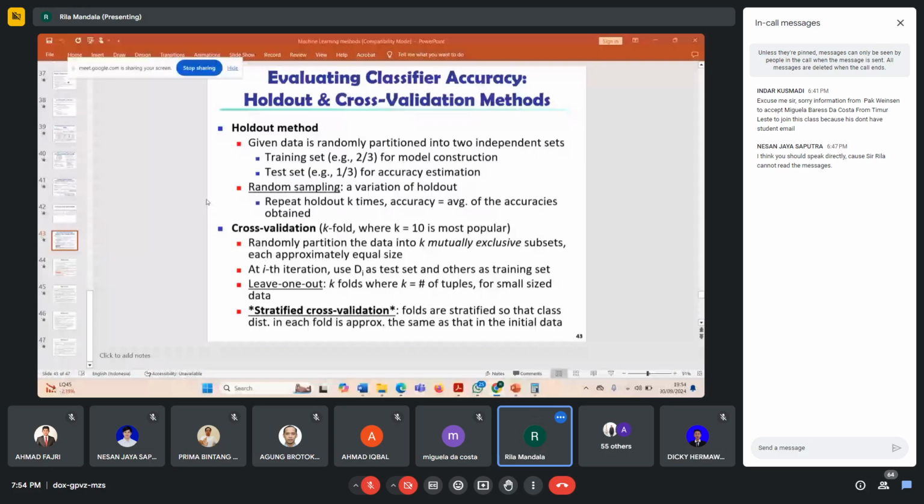But from a data set, how can we divide the training data and the testing data? Because we must have both. There are several methods to do that. The first one is called the hold-out method.